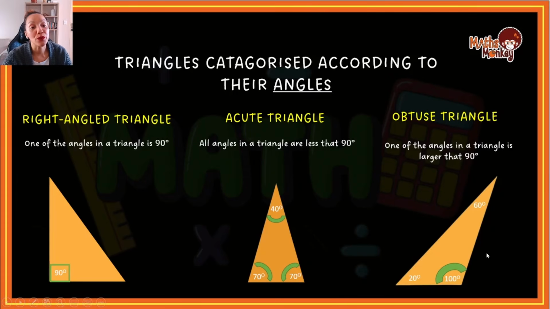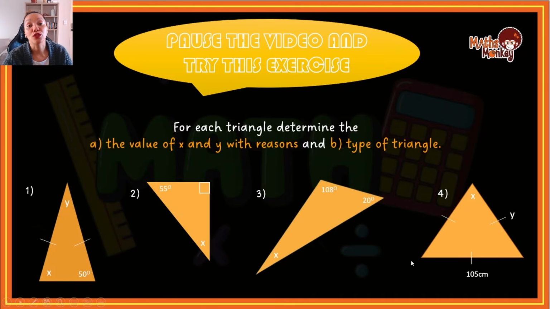Okay, so let's do a couple of examples now that include everything. So I'm going to give you this exercise that I would like you to try on your own first, and then click play and see how you did and if you got the answers correct. What I do want to say here is I'm going to go through the questions so that I can help you, but please remember to give reasons for your answers. Okay, so for each triangle, determine A, the value of x and y, if they are, right, with reasons, and then B, the type of triangle.